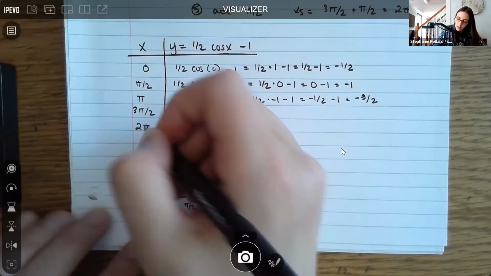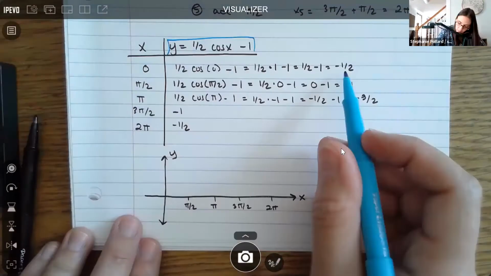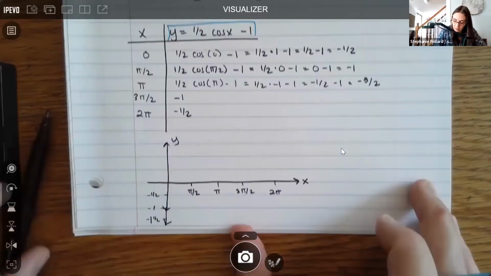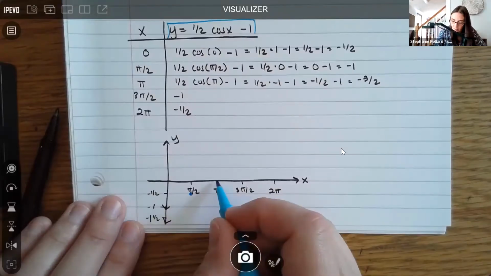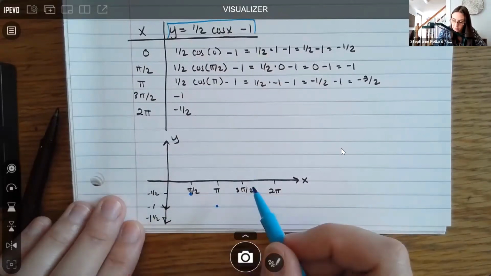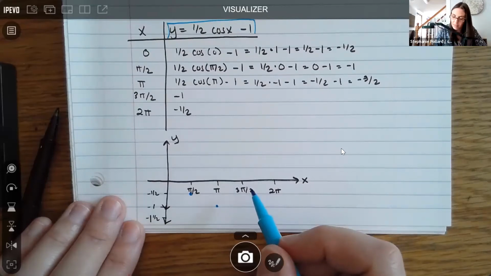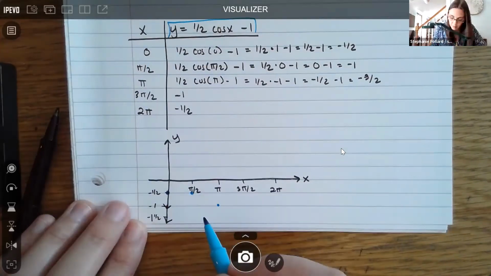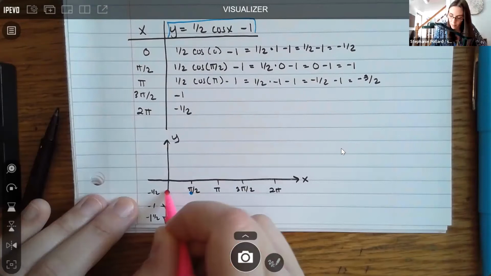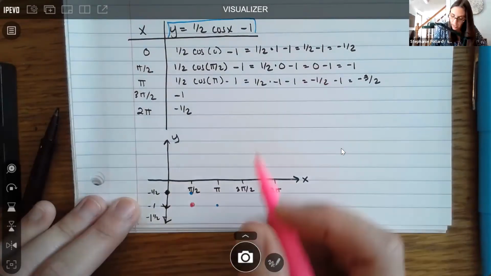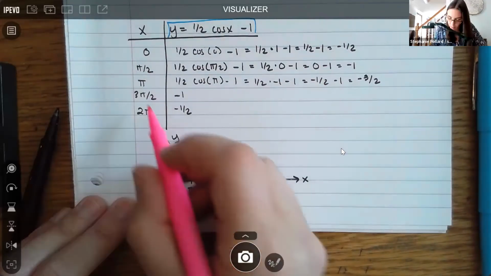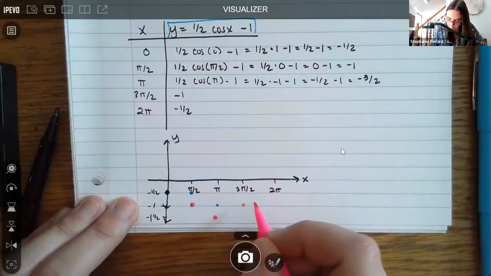Oh wait, hang on, I'm messing this up. Give me a second. At 0, I'm at -1/2. Sorry, guys. Let's do this in pink instead. At pi over 2, I'm at -1. I'm reading the wrong points. At pi, I'm at -3/2. At 3 pi over 2, I'm at -1. And then at 2 pi, I'm at -1/2.